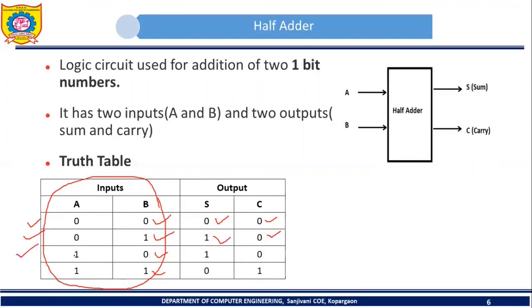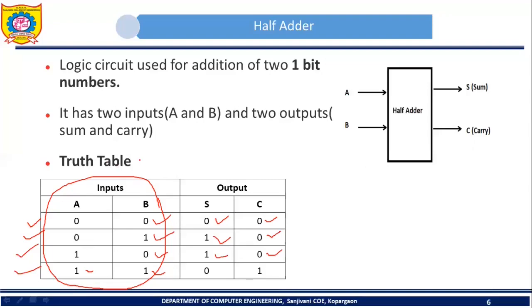Similarly, for the next row also, the input combination is 1 0. So here also sum will be 1 and carry will be 0. And for the last row, the values of A and B are 1 1. If addition of these two bits is performed, then what is the output of half adder? Sum will be 0 and carry will be 1. So we can design a truth table for half adder. Once the truth table is over, then what is the next step? I told you that we have to represent the information that is present in the truth table on the K-map.